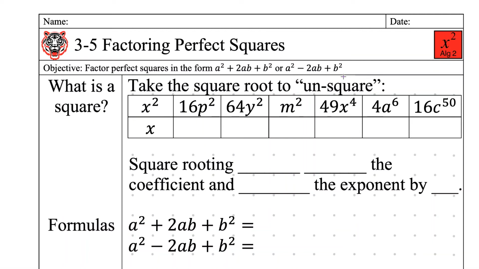We are in Algebra 2, Lesson 3-5, Factoring Perfect Squares. Today's date is Tuesday, October 6, 2020. Who's reading our objective for the day?